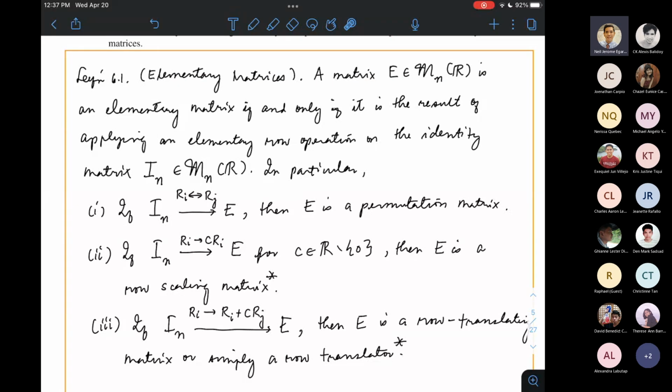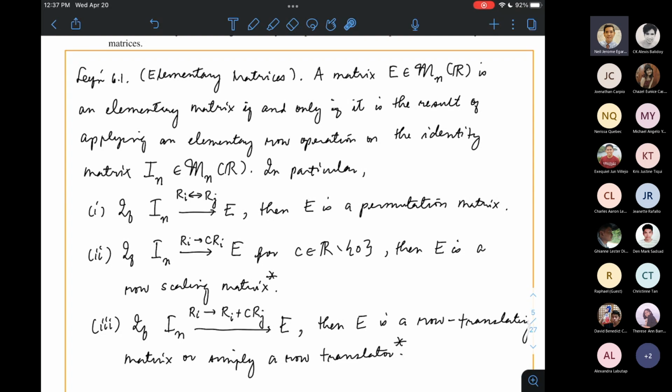Okay. What are elementary matrices? Now, we say that a square matrix E is an elementary matrix if and only if it is the result of applying an elementary row operation to the identity matrix. Right? So, if you swap two rows of the identity matrix to get the matrix E, we call E a permutation matrix because you are changing the ordering of the rows. That is why it is a permutation matrix. Okay?